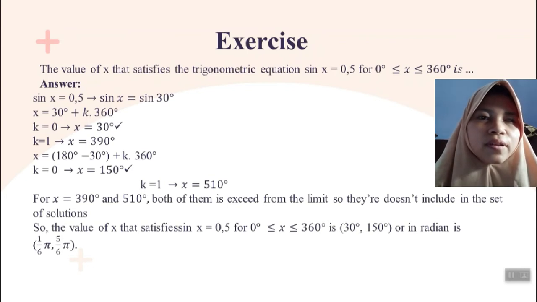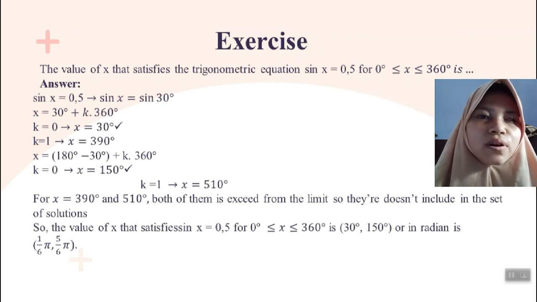For x equal to 390 degrees and 510 degrees, both of them are excluded from the limit. They are not included in the solution set.